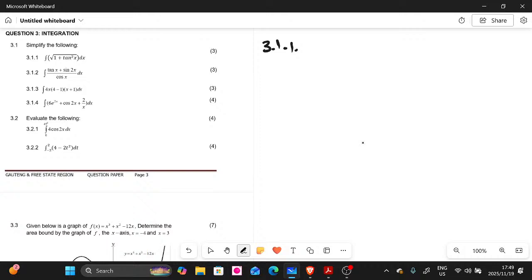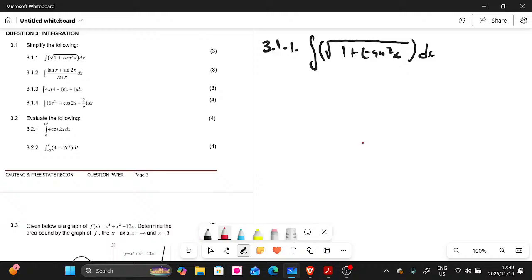Wait, it's 3.1.1. We have sigma there. We have the square root of 1 plus tan squared x, then dx. So here we are integrating with respect to x. But what we have inside there, we have this one here. This is what we call the square identity, by the way, guys. So be very careful. Some of you would have tried to simplify this further, but this is a square identity.